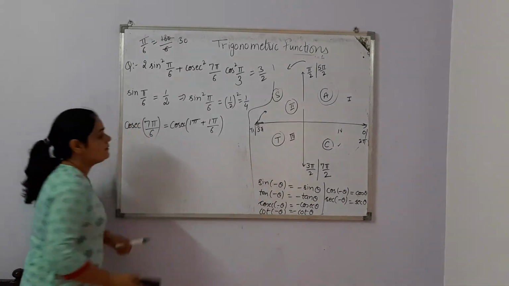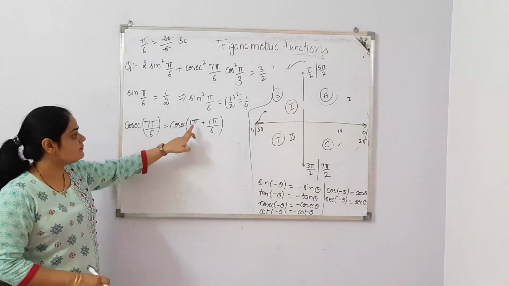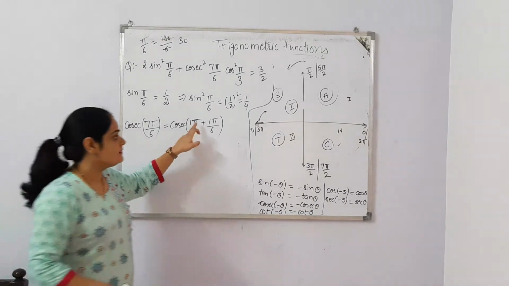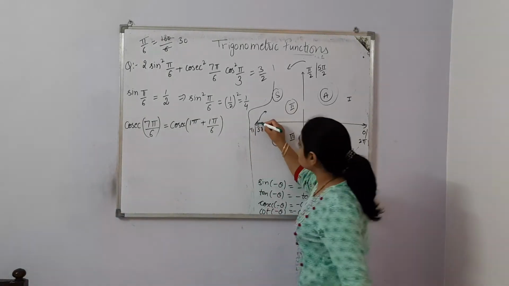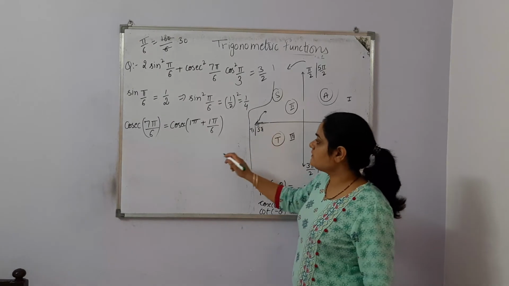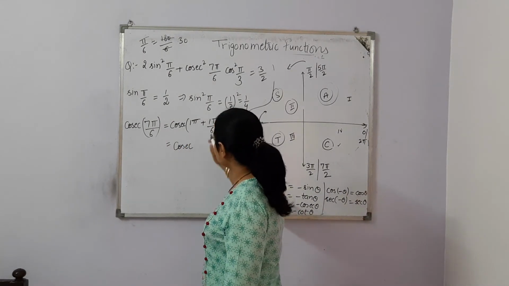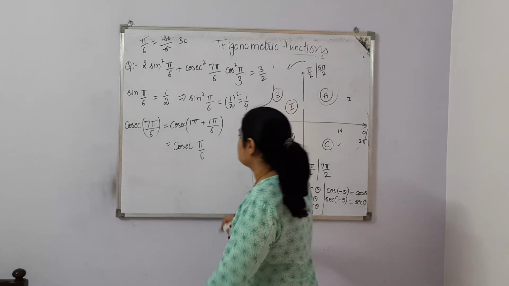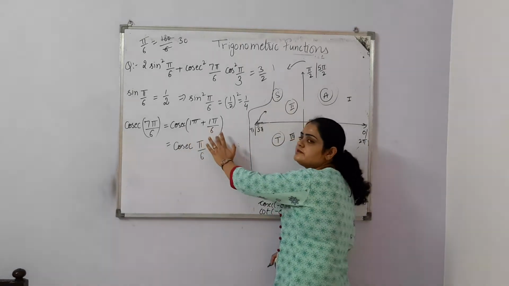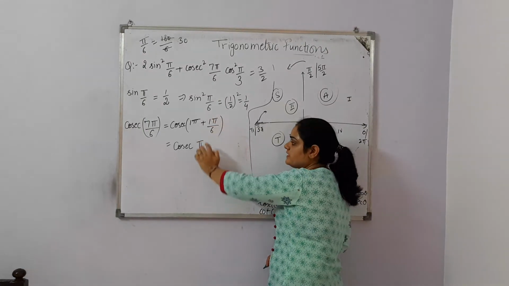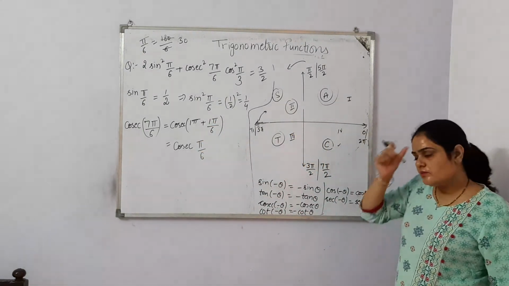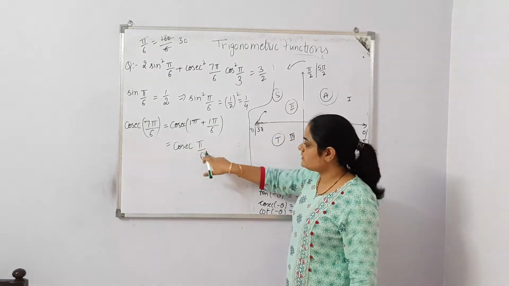So now it is in terms of pi plus theta. Where is pi? Pi is on the horizontal line. So that means cosecant will remain cosecant. And in terms of theta we are having pi by 6, because it is cosecant of pi plus theta. So cosecant will remain cosecant pi by 6.